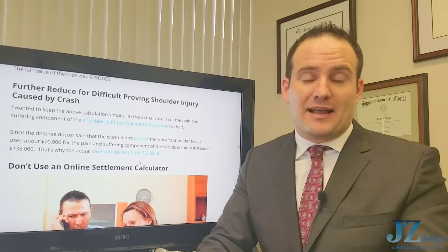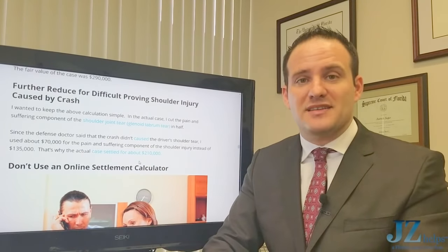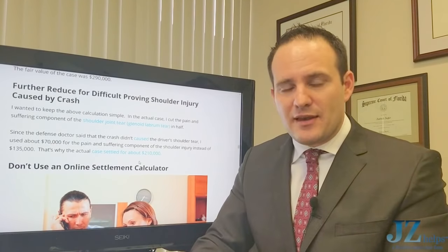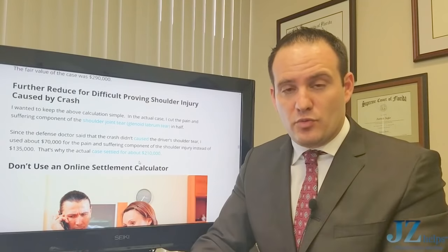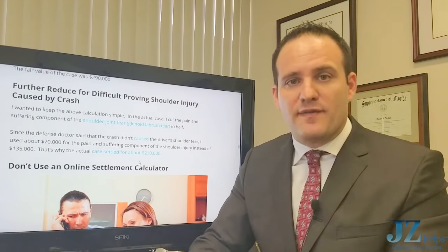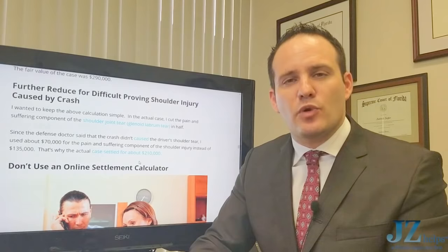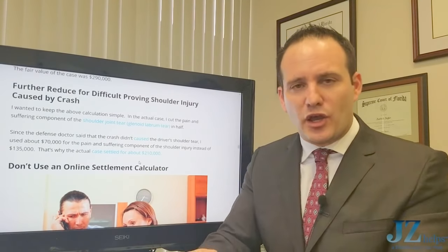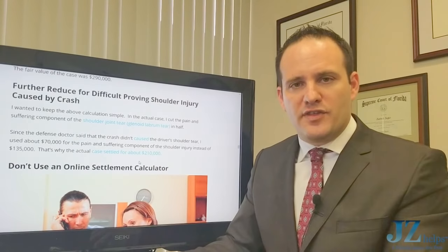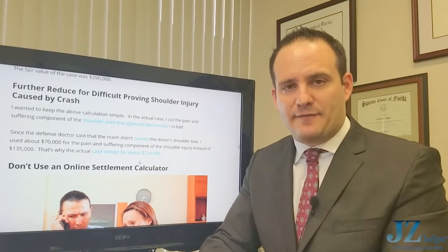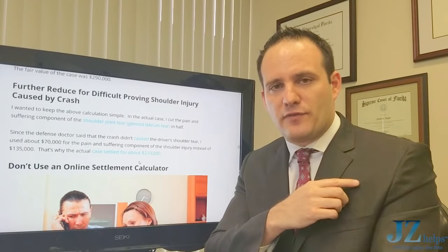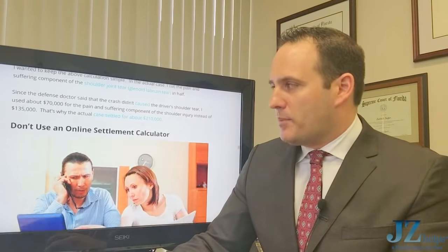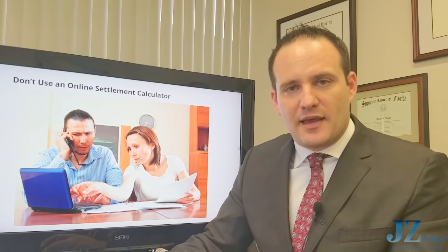Now, I sent my client to get a second opinion, and the doctor did say he had a shoulder tear and it was related. But in order to settle the case for fair value, what's fair, I discounted the value for the chance that we would not be able to prove that my client's shoulder injury was related to the accident. So I cut the pain and suffering of the shoulder in half. I valued it initially at $135,000, and I put it at about $70,000. If you plug in those numbers, that's how I got to the $210,000.